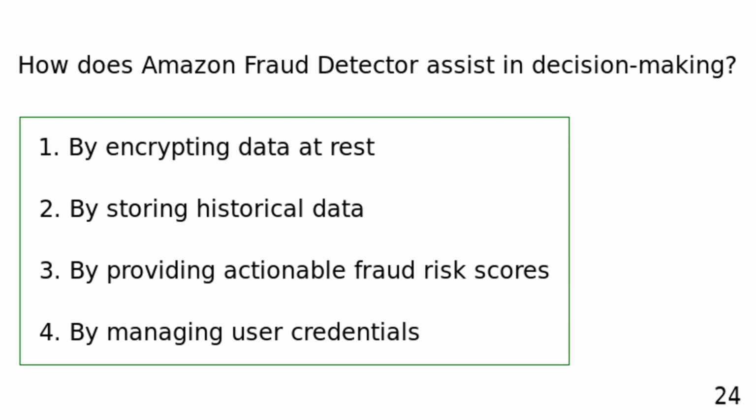How does Amazon Fraud Detector assist in decision-making? By encrypting data at rest. By storing historical data. By providing actionable fraud risk scores. By managing user credentials.